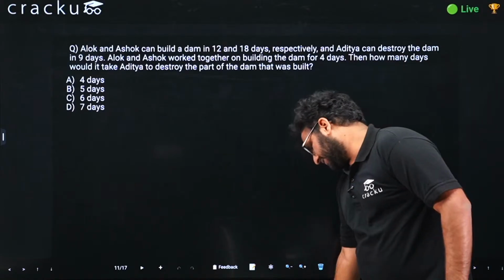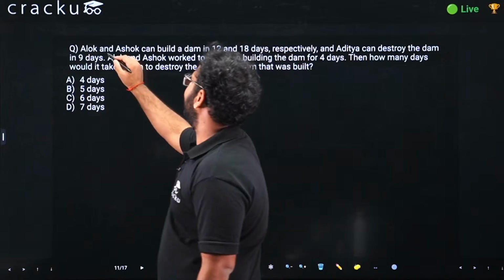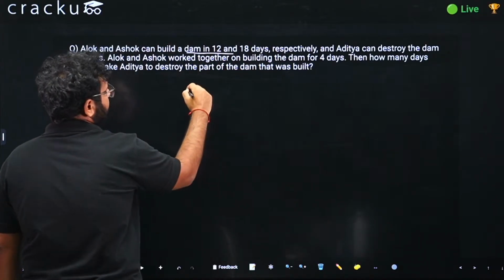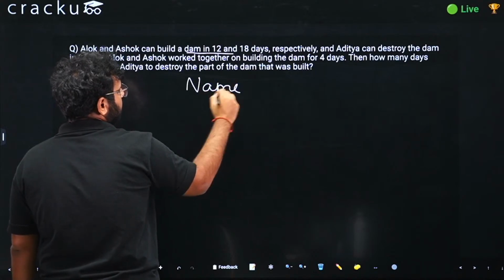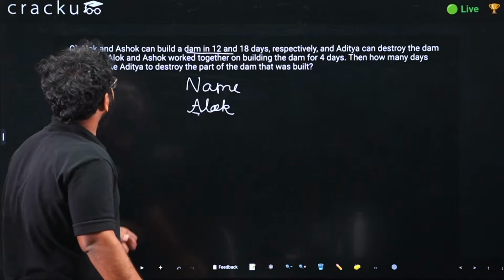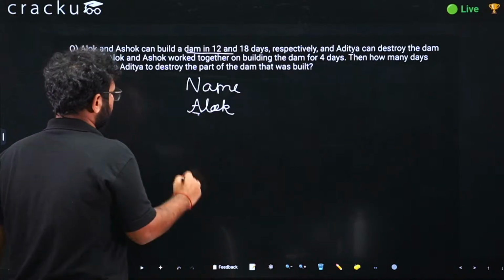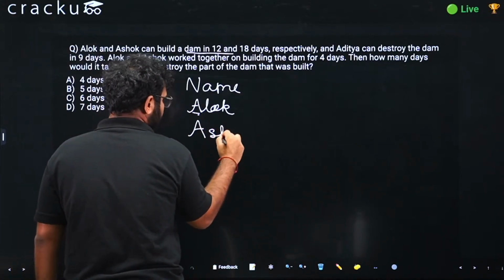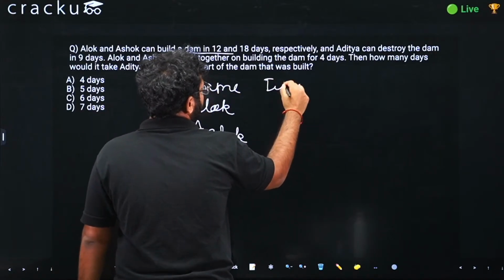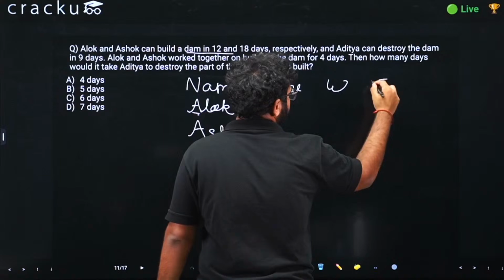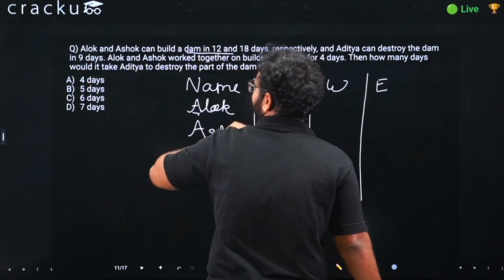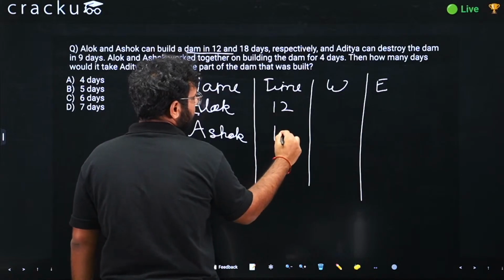Now let us solve this question. Alok and Ashok can build a dam in 12 and 18 days. See, I am not writing A alone because 2 names are starting from A. So Alok and Ashok. Name, time taken by them, work, and efficiency. So time is 12 and 18 respectively.